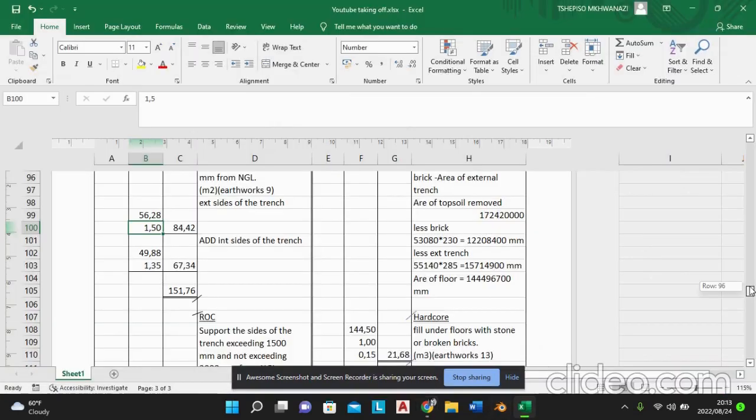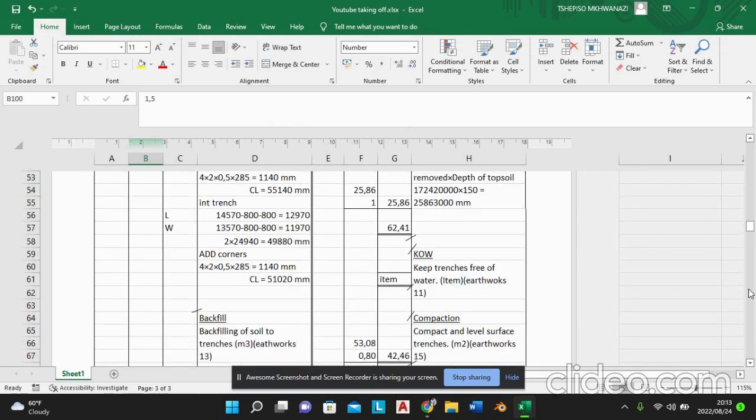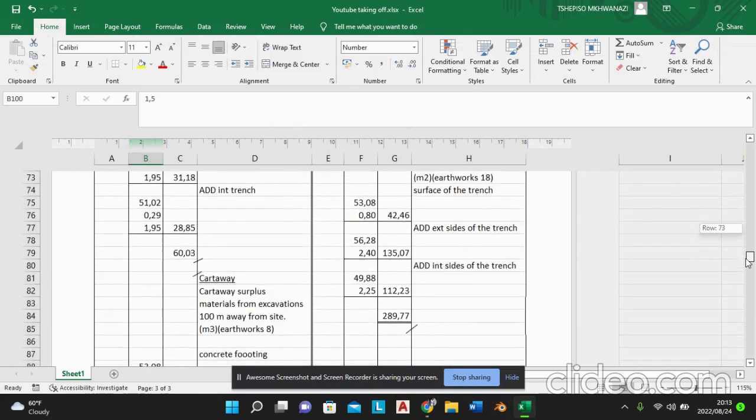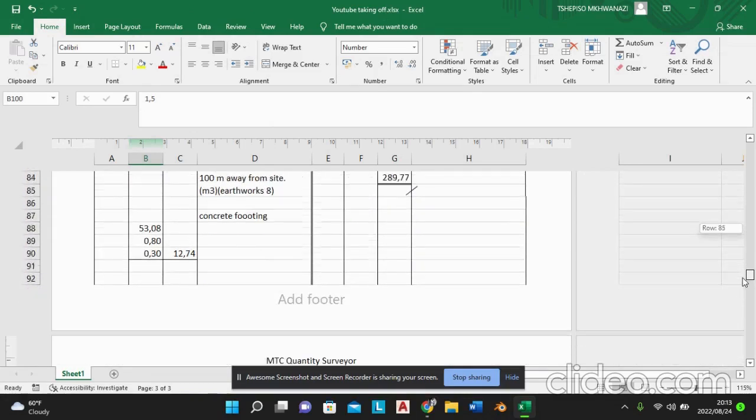And then let me explain. What should I explain? The perimeter. I should explain the perimeter of the internal trench. How do we get it? Where is it from?